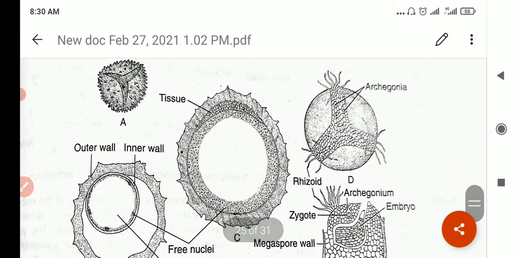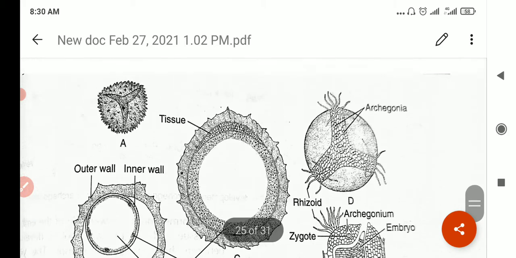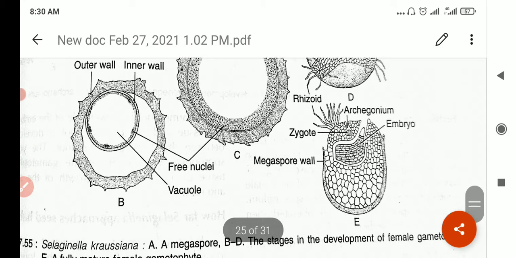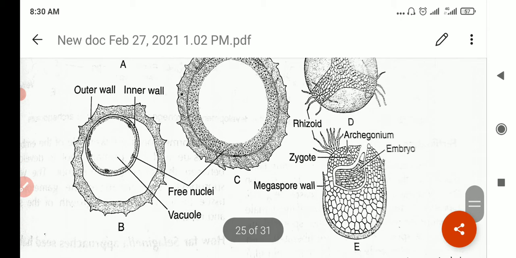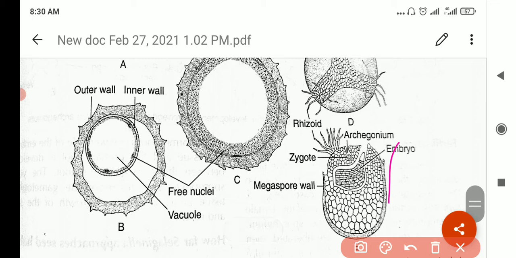Looking at this image, that is the megaspore. You have an outer wall and inner wall, that is your outer exine and inner intine. Then you can see a huge vacuole. Here, the nuclei are at the side. You can see that the nuclei are here on the side, and in the center it's a complete vacuole. So the nuclei are at the side.